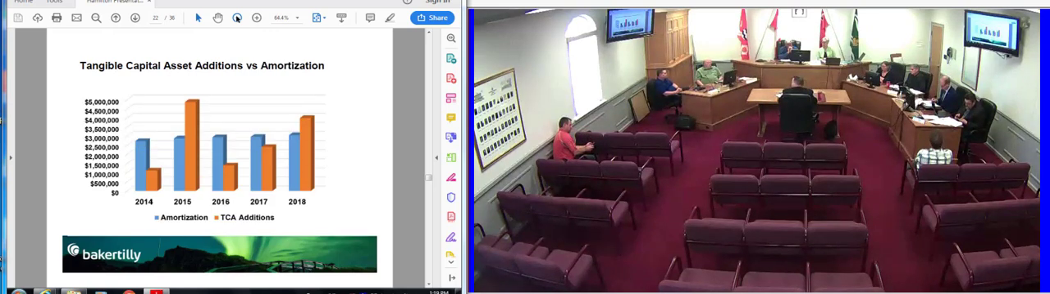Next, you'll see your additions to capital assets versus the amortization over time.